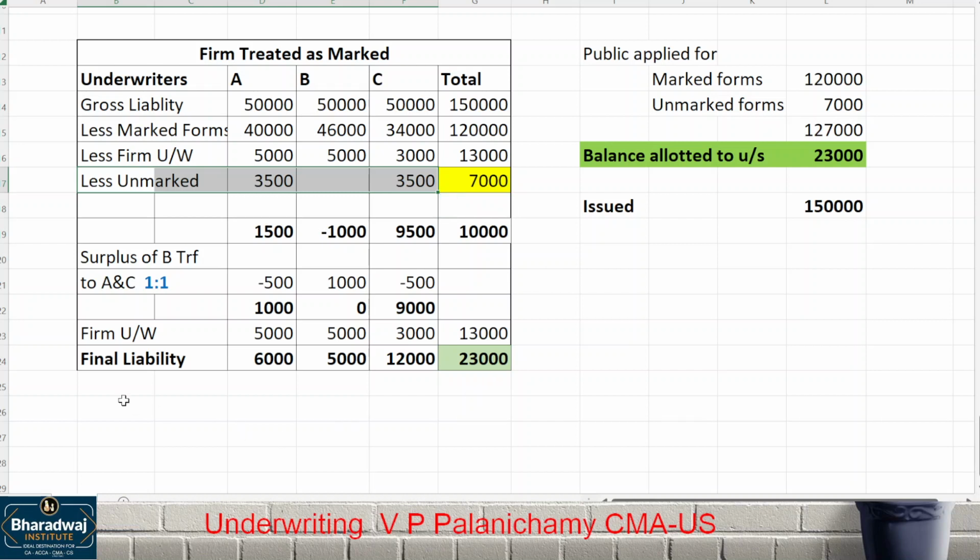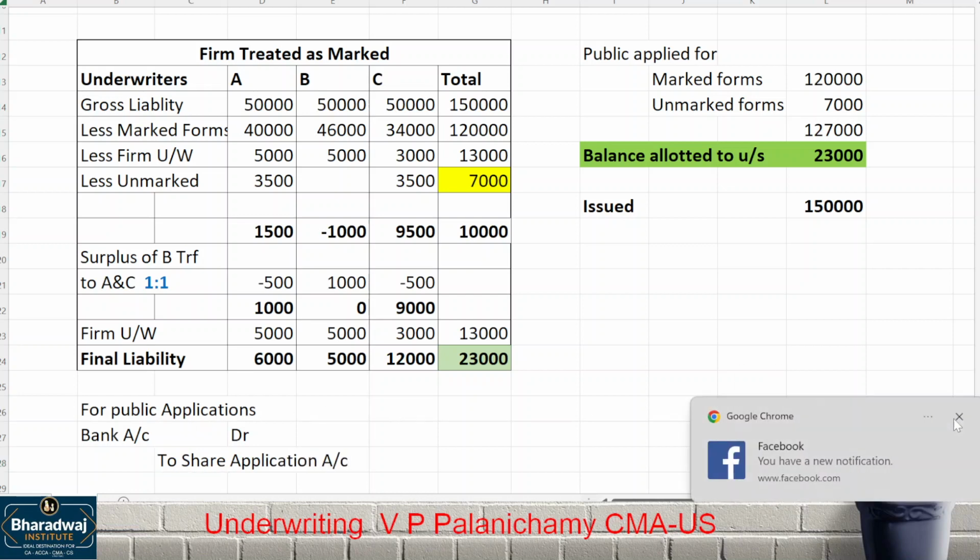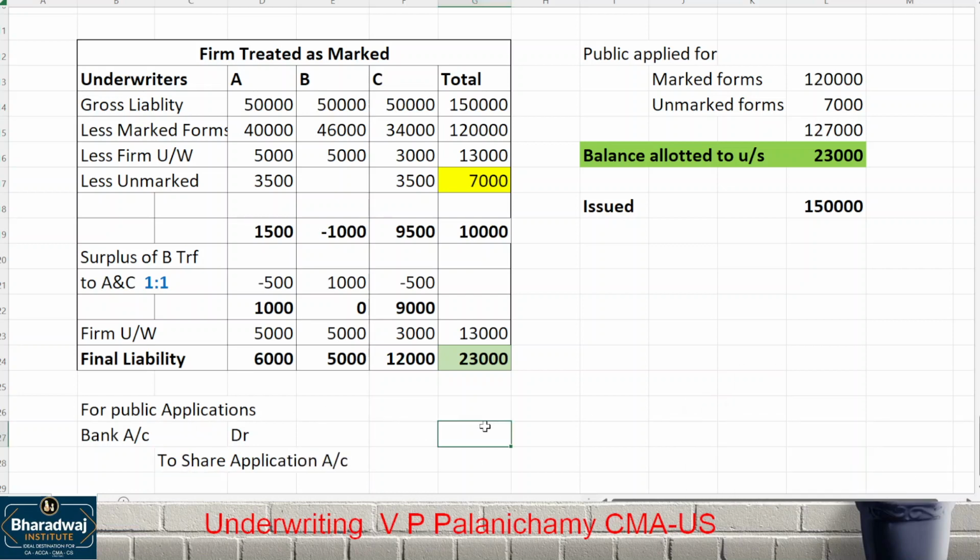We'll proceed to the journal entry now. For public applications, pass the entry: bank account debit to share application account, because there is a separate application account, allotment account, things like that. So bank account debit to share application account, 1,27,000 into 60.